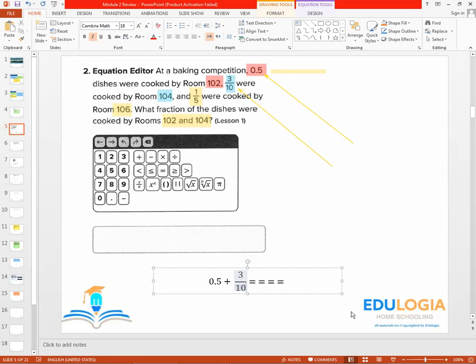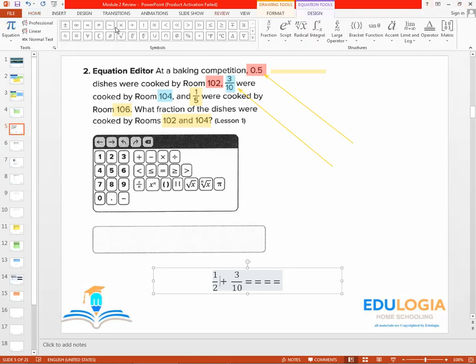He asked what fraction. So it's better to perform conversion. 0.5, as you know, is 1 over 2. It's a half. I told you many times. Half plus 3 over 10. I can't make addition because the denominators are not the same. No problem, I can multiply up and down by 5 over 5.